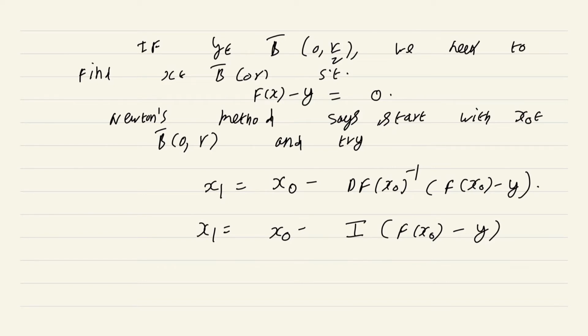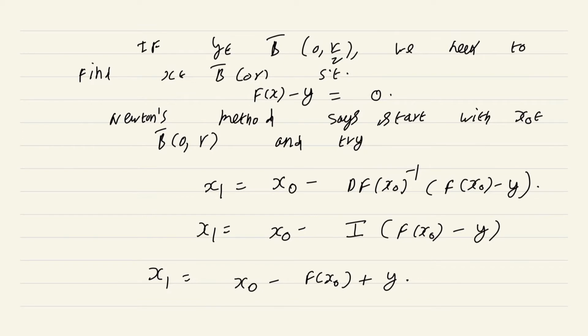So once you substitute identity, you get the simplification that x1 is x naught minus f of x naught plus y. Again, I remind you that y was fixed. We are trying to find a point x in B0R closure such that f of x is equal to y, and this is our better guess of the solution. We start with an initial guess x naught and we say the better guess is x naught minus f of x naught plus y. So this is just our intuition that comes from Newton's method.